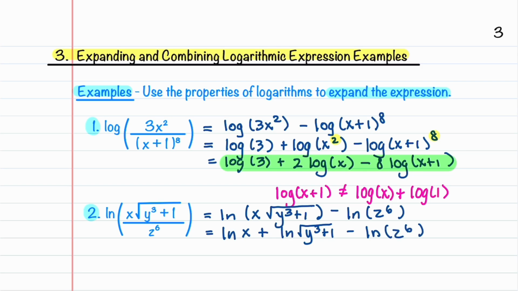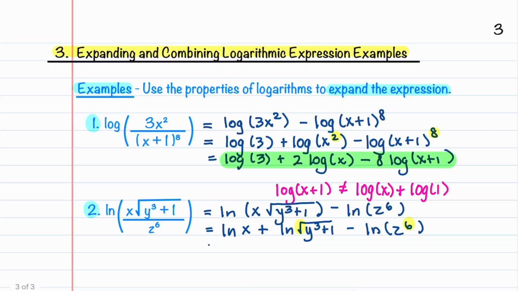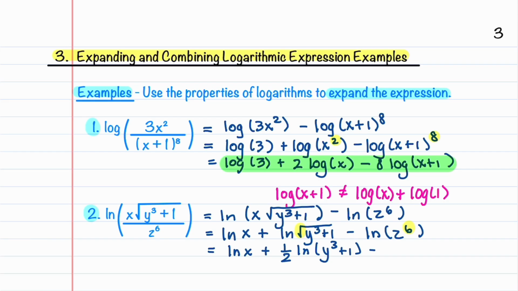Now what we're going to do is pull out our exponents. We have a square root, which is the exponent 1/2, and then we have an exponent of 6. So let's go ahead and pull both of those out. This becomes natural log x plus 1/2 natural log y cubed plus 1, and then lastly, minus 6 natural log of z. There's nothing else that we can simplify, so I'm going to highlight this because this is our final answer.